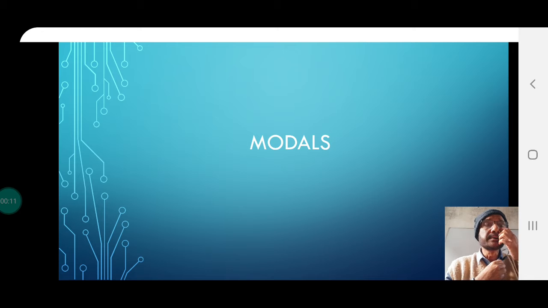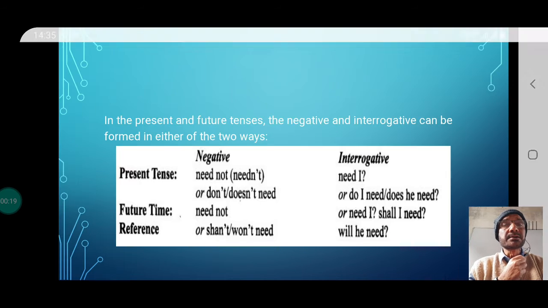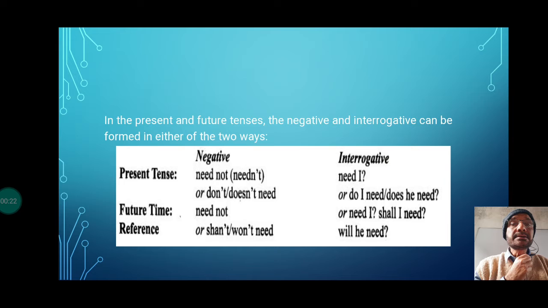Modal auxiliary verbs. We have seen usage of different sorts of modals, and now let's proceed with the remaining part of it. In the present and the future tenses, the negative and interrogative can be formed in either of the two ways. Now, the first column is negative, the second column is interrogative, while the first row talks about the present tense and the second row talks about the future time reference.